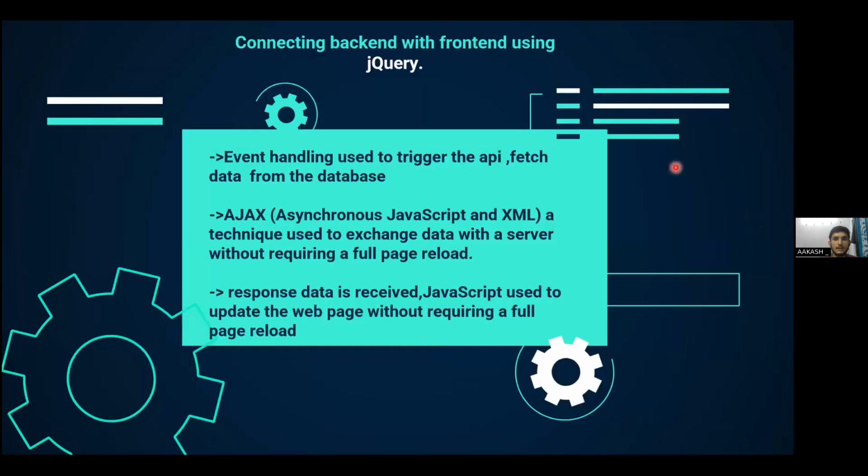Moving ahead, now connecting the backend with the front end. This is the last part. Once you have created the backend web service and the front end, you need to integrate both of these. I have done it using jQuery. Event handling is used to trigger the API and fetch data from the database. I have used Asynchronous JavaScript and XML, which is a technique to display information on the website without requiring a page reload. So the fetched HTML elements are just displayed on the website and a page reload is not required. JavaScript is used to update the web page without requiring a full page reload.